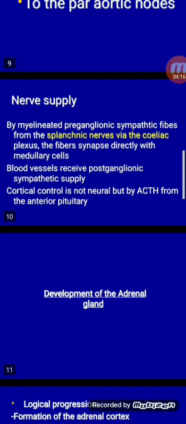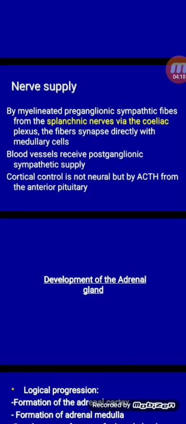This is once again to revise. The fibers synapse directly with the medullary cells. Blood vessels receive postganglionic sympathetic supply. Cortical control is not neural. It is by the ACTH from the anterior pituitary gland.